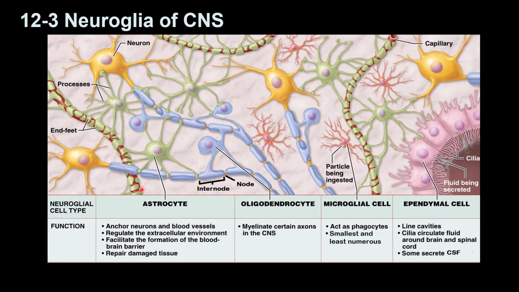So it is separating the content of the blood from the extracellular environment. So they are very different from each other. And that wall is called the blood-brain barrier. Okay, so it's like a wall, it's not a real wall. It is also important for repairing damaged tissue. So if the nervous system is damaged for any reason, it repairs it.